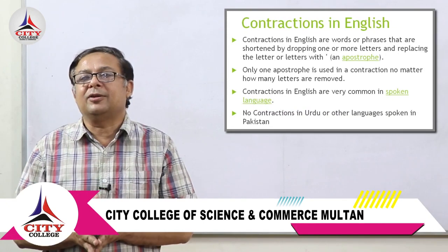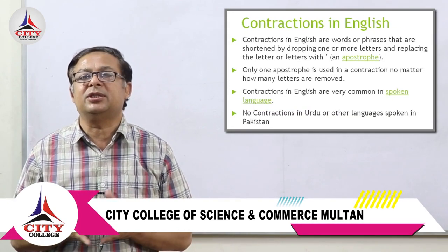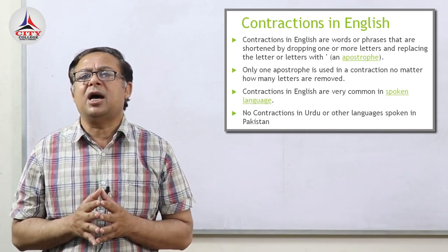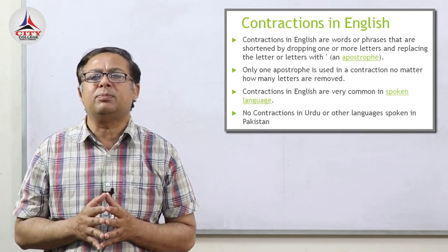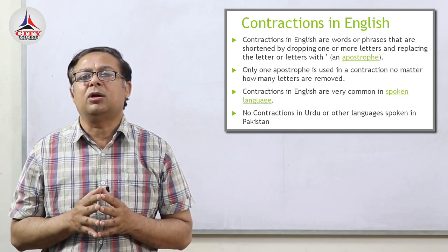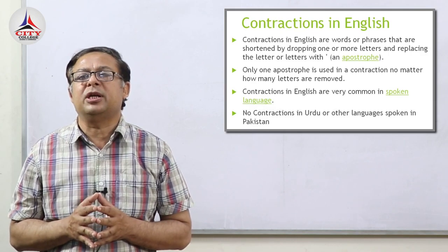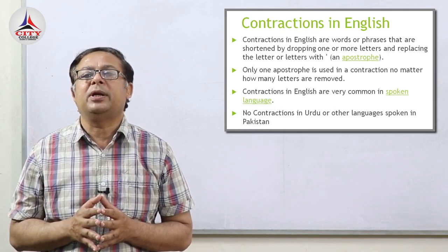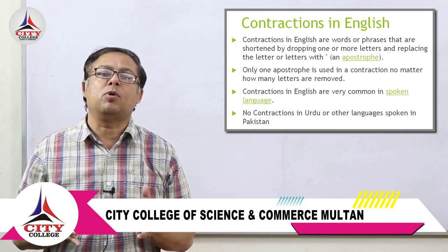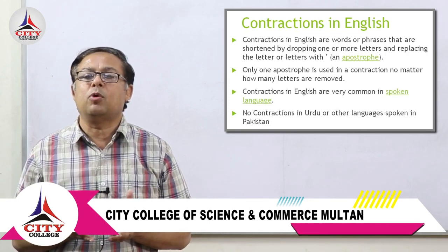And now another thing which creates problems for Pakistani learners is the presence of contractions in English. Contractions are words or phrases that are shortened by dropping one or more letters and replacing the letter or letters with an apostrophe. Only one apostrophe is used in a contraction no matter how many letters are removed. Now, contractions are very common in spoken English. There are no contractions in Urdu or other languages spoken in Pakistan.